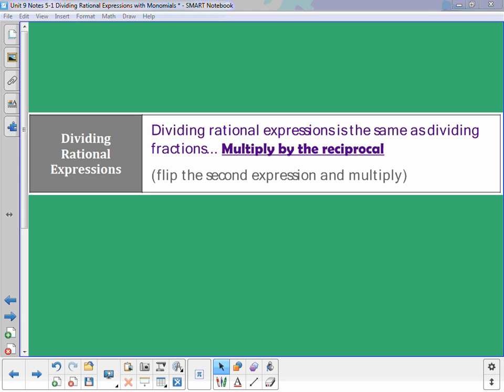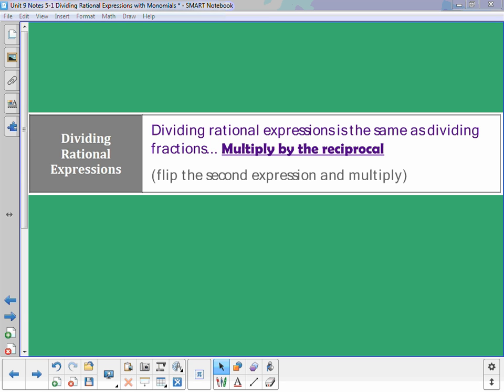So today we're going to be talking about dividing rational expressions, which really isn't that different from multiplying rational expressions. The biggest thing you need to know when you're dividing rational expressions is that it's the same as dividing fractions. So when you're dividing by a fraction, you need to multiply by the reciprocal. That just means you're going to flip the second expression and then you're going to multiply across.